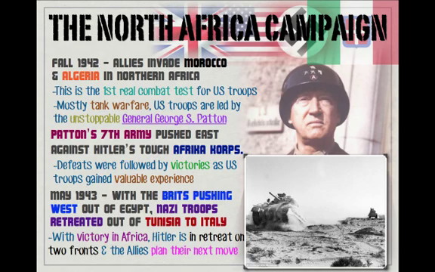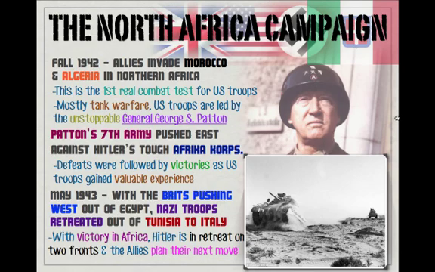This is the first real combat test for U.S. troops. It was mostly tank warfare. U.S. troops were led by the unstoppable General George S. Patton. Patton's 7th Army pushed east against Hitler's tough Afrika Korps. Defeats were followed by victories as the U.S. troops gained valuable experience. By May of 1943, with the Brits pushing west out of Egypt, Nazi troops retreated out of Tunisia and into Italy. So with victory in Africa, Hitler is now in retreat on two fronts, and the Allies are planning their next move.